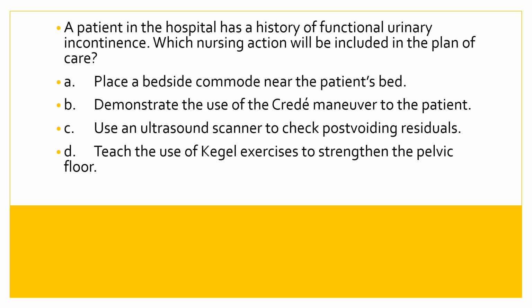So next question. A patient in the hospital has a history of functional urinary incontinence. Which nursing action will be included in the plan of care? A, place a bedside commode near the patient's bed. B, demonstrate the use of the Crede maneuver to the patient. C, use an ultrasound scanner to check post-voiding residuals. Or D, teach the use of Kegel exercises to strengthen the pelvic floor. Does this sound familiar, guys?